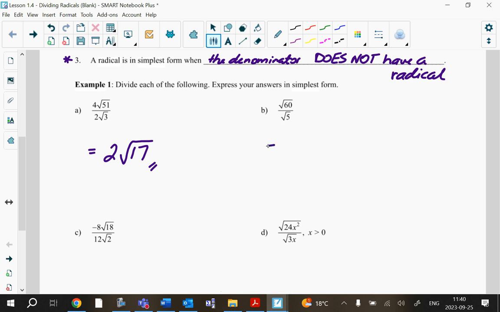How about this next one? Root 12. You tell me if that's it. We can break it down further to root 4 times root 3, which gives us 2 root 3. Remember, it's kind of like fractions. Whenever you did operations with fractions, you always want to make sure your answers are reduced. With radicals, you always want to make sure they're simplified.